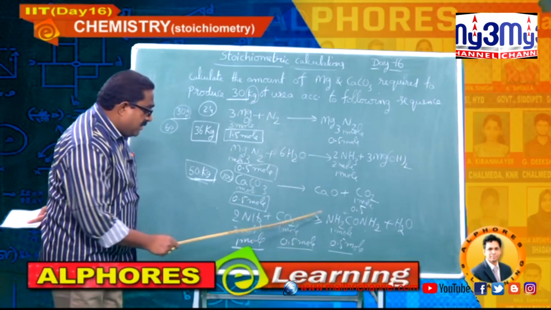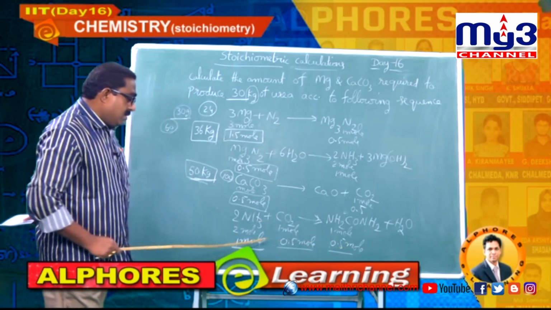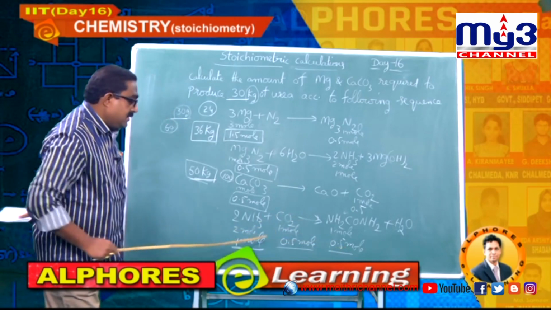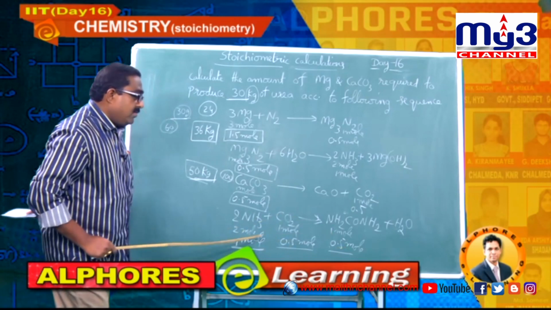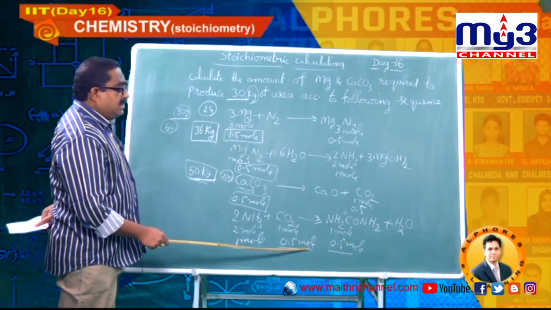Here 1 mole is coming from 2 moles of ammonia. So my requirement is 0.5 mole. So it should be 1 mole. Half of this. Out of 2 only 1. Out of 1 you will get 0.5. So carbon dioxide needed in this process is 0.5 mole.